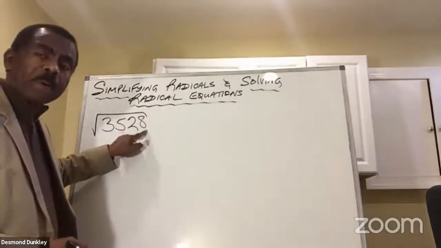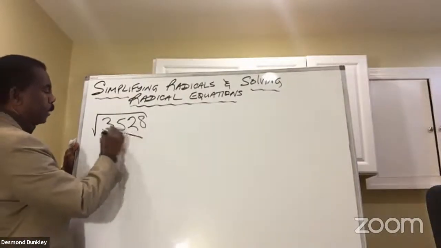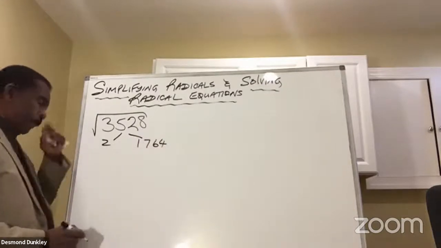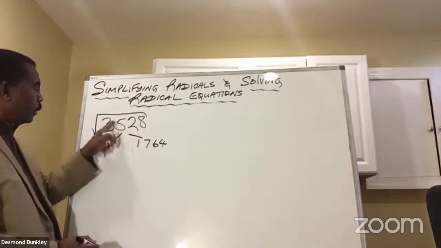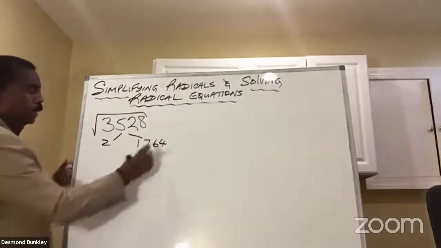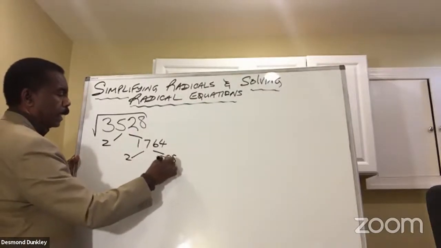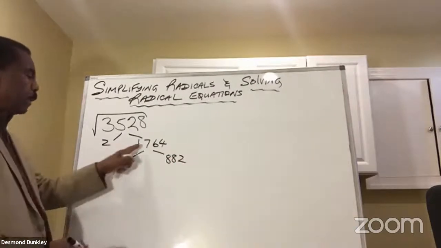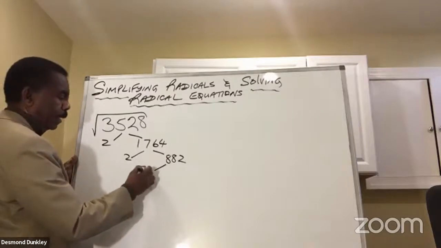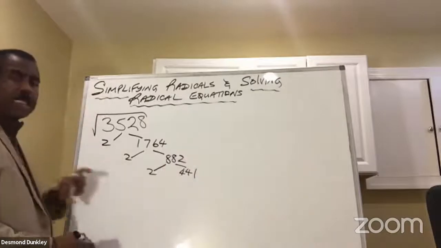It's an even number, so we can start with 2. That gives me 1, 7, 6, 4. Let's double check. 2 into 3, 1, 2 into 15, 7, 2 into 12, 6, 2 into 8, 4. It's even, so I can do 2 again. So it's 8, 8, 2. Let's check. 2 into 17 goes 8, 2 into 16 goes 8, 2 into 4 goes 2. I can do 2 again. 441. So this is now odd.